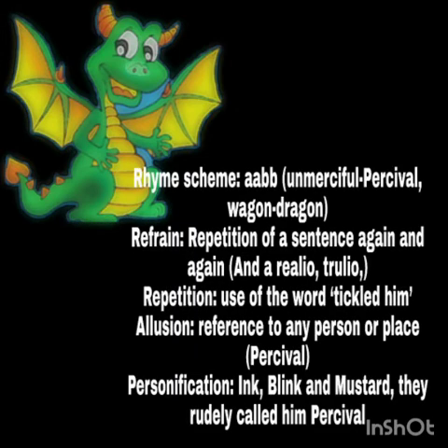Now moving to the rhyme scheme, we have the same rhyme scheme all through the poem. AA, BB: unmerciful, Percival, wagon, dragon. As I told you, repetition of a sentence again and again in a poem is called a refrain. Over here, it is "realio, trulio." And repetition is use of a word again and again, which is "tickled him" in this particular stanza. Allusion is usage or reference to any person or place. Out here, we have Percival.